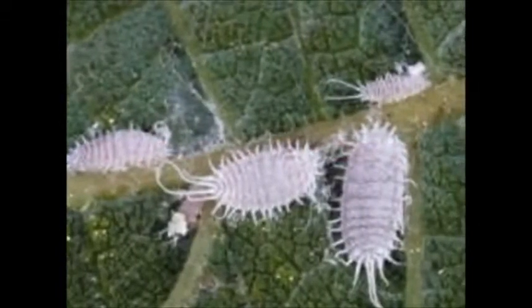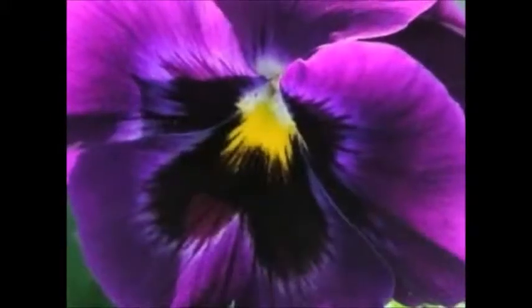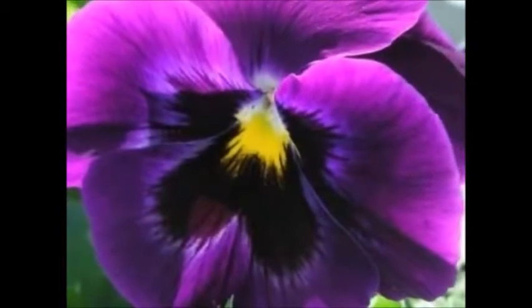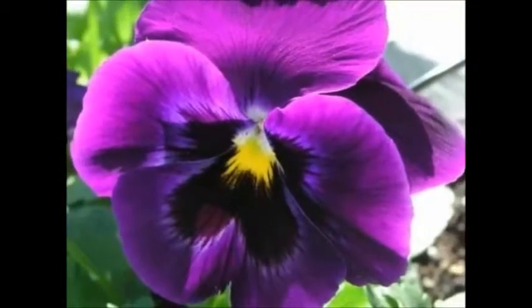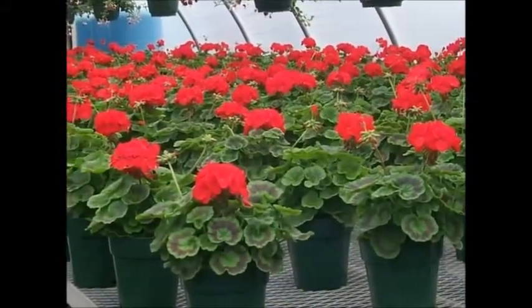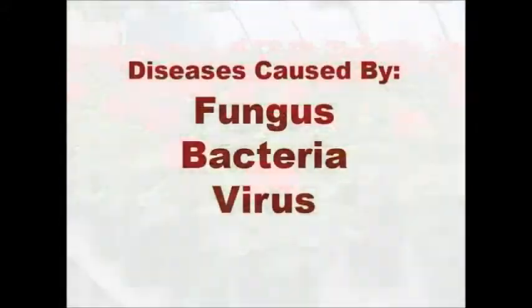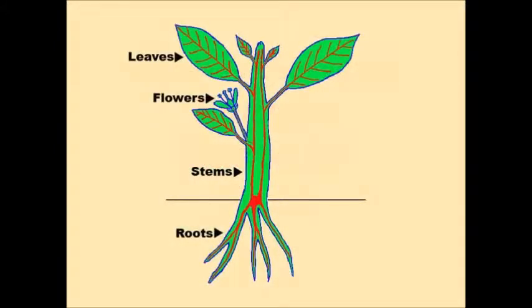Greenhouse crops may be attacked by several different insects and diseases. To produce healthy, high-quality plants, it's important that you become familiar with some of the basics of greenhouse pest management. Several different types of disease organisms attack greenhouse crops. These include fungi, bacteria, and viral diseases. These diseases may occur on leaves, flowers, stems, and roots.